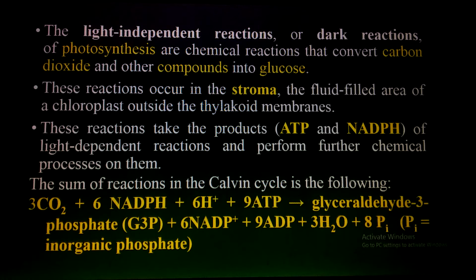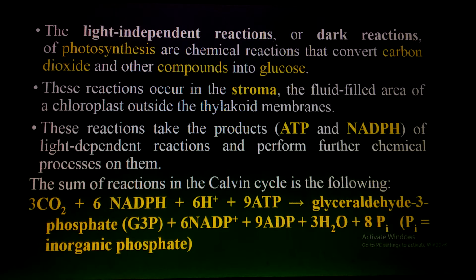These reactions take the products ATP and NADPH of the light-dependent reactions and perform further chemical processes on them. The sum of the chemical reactions in the Calvin cycle is as follows: 3 carbon dioxide requires 6 NADPH and 9 ATP molecules. 9 ATP and 6 NADPH molecules are required for converting 3 molecules of carbon dioxide into glyceraldehyde 3-phosphate. Must keep it in your mind.